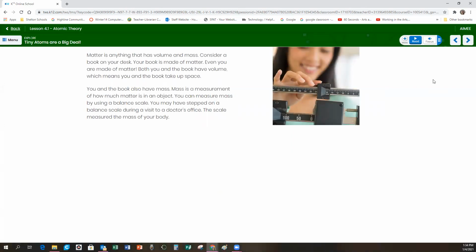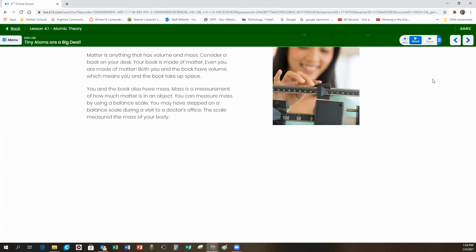Matter is anything that has volume and mass. Consider a book on your desk. Your book is made of matter. Even you are made of matter. Both you and the book have volume, which means you and the book take up space. You and the book also have mass. Mass is a measurement of how much matter is in an object.